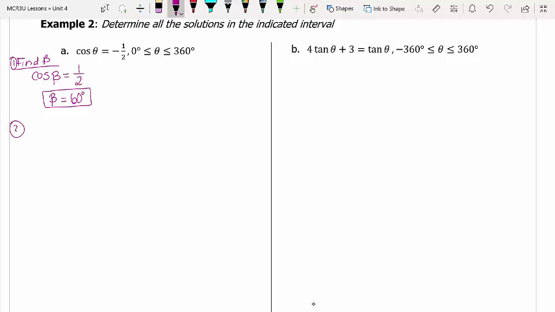Now let's figure out, where is cosine negative? According to the CAST rule, cosine is negative in quadrant 2 and 3. So let's draw terminal arms in quadrant 2 and 3 with related acute angles of 60 degrees.